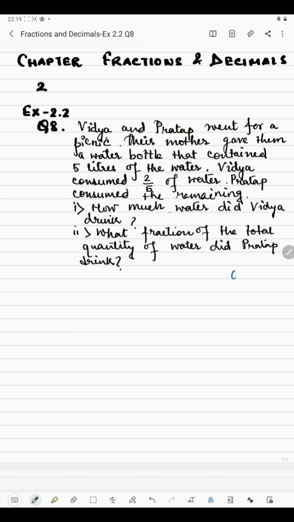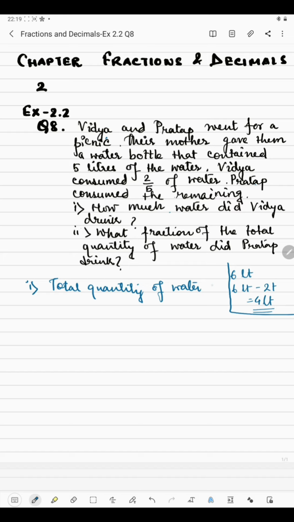Now suppose the total quantity of water is 6 liters and out of 6 liters suppose Vidya drank 2 liters. So what is left out? 4 liters. These 4 liters were consumed by Pratap. So here we will have to write: total quantity of water. This is part 1. Total quantity of water is 5 liters.